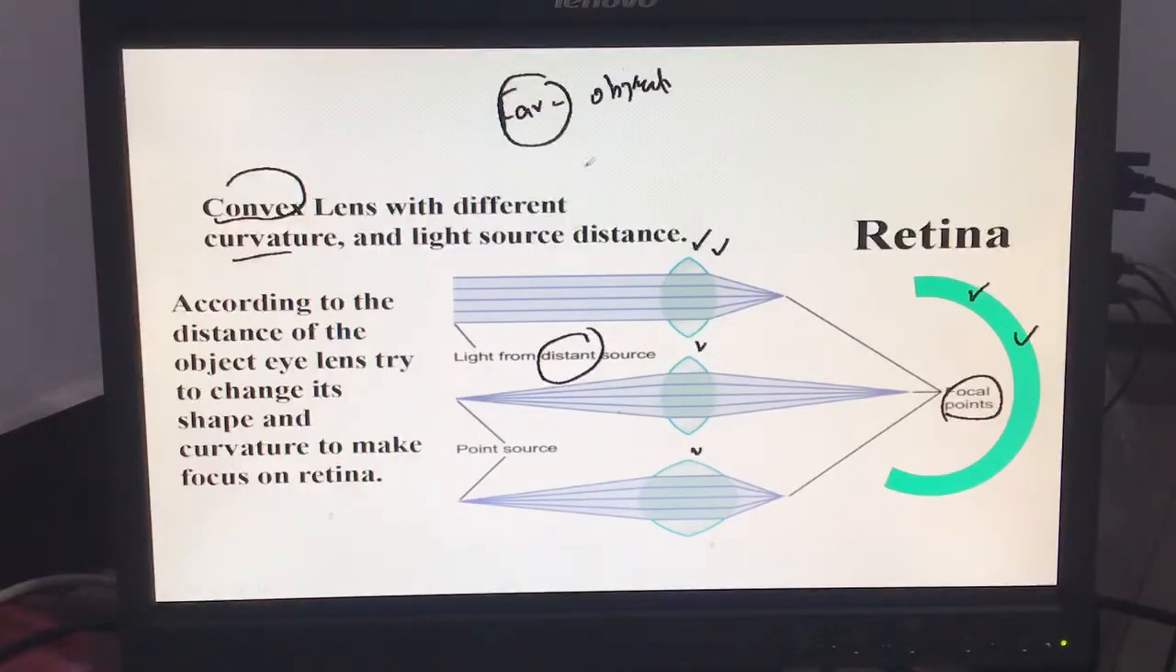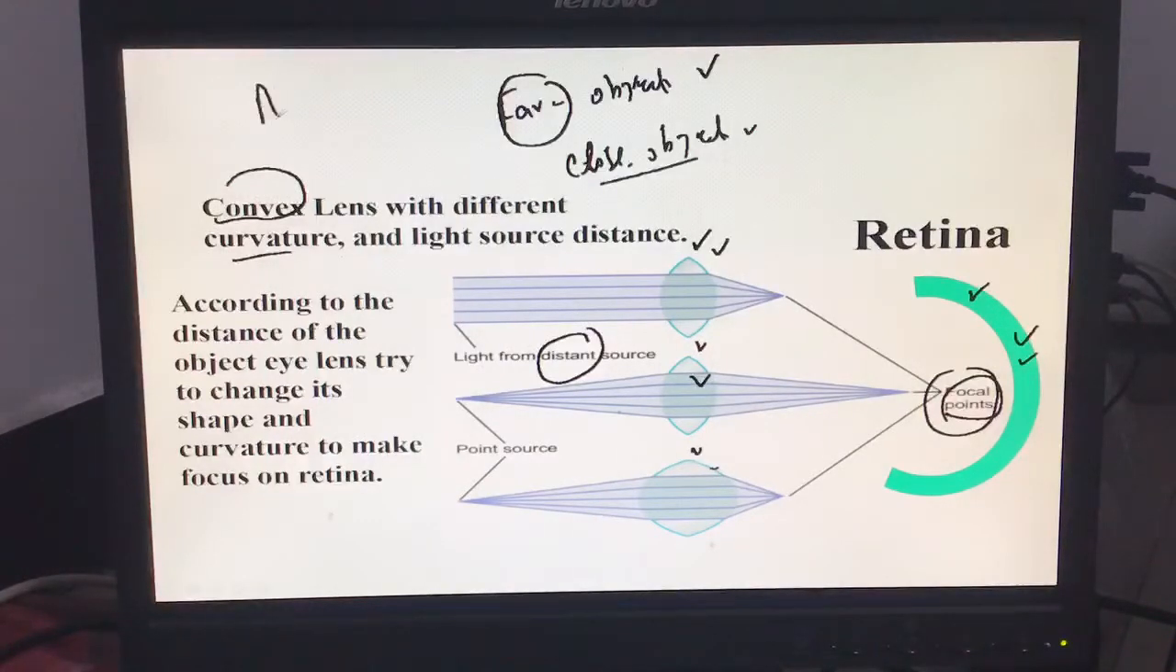If you're watching a close object, the light rays coming from the close object, the lens again changes curvature to focus the image on the retina. If the lens is not doing this, then the image can be blurred. The image can be blurred for the far object, and it can be blurred for the close object, if the lens is not changing curvature.